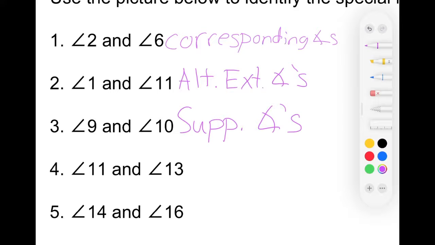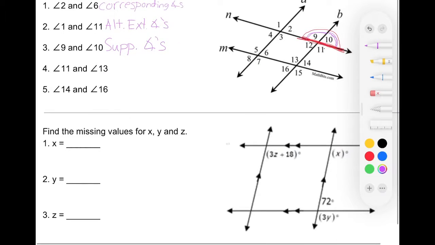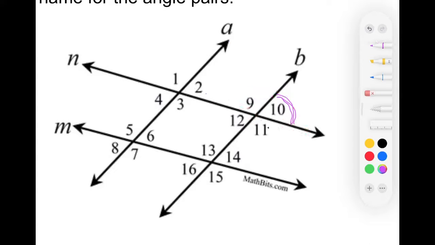So number 4 is angles 11 and 13. So let's look at angle 11 and 13. Again, I would erase it. We're looking at 11 and 13. So in this case, our transversal is line B, and our parallel lines are N and M. So both angles 11 and 13 are on the inside of our parallel lines. One is on the right side of our transversal, one is on the left side. Again, that transversal in this case is line B.